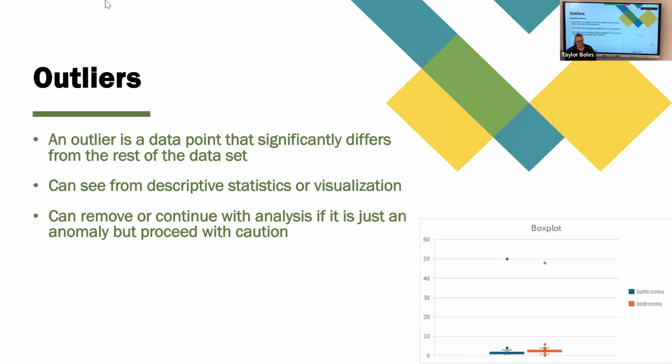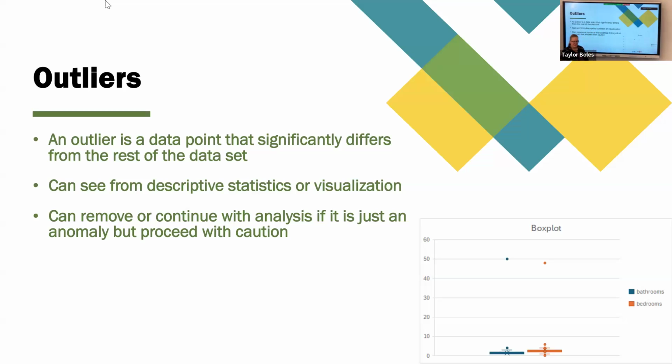All right, so we're going to talk about outliers. An outlier is a data point that significantly differs from the rest of the data. So you can see an outlier from descriptive statistics or from visualizing the data. We have a box plot right here, and to be silly, I made an entry that was like millions of dollars for a house and had an outrageous number of bathrooms and bedrooms. No house normally does that. So we can see that's obviously an outlier. And here's the box plot, here's the obvious outlier.